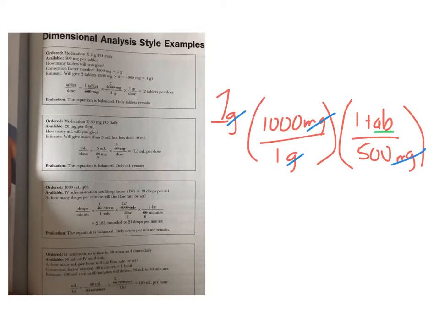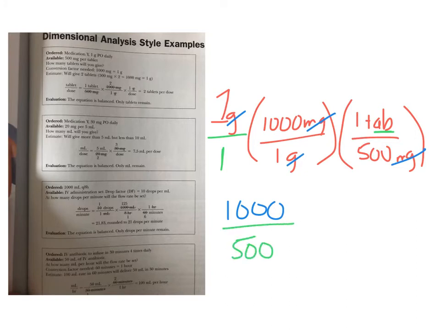meaning my answer will be in tablets. So in dimensional analysis, you simply look at this as one multiplication going straight across: we take 1 gram times 1,000 times 1 at the top, which leaves us with 1,000. And then at the bottom, so kind of looking at it as a denominator, there's nothing in the denominator here, so we can almost think of it as 1. So it's like 1 times 500 leaves us at the bottom with 500.